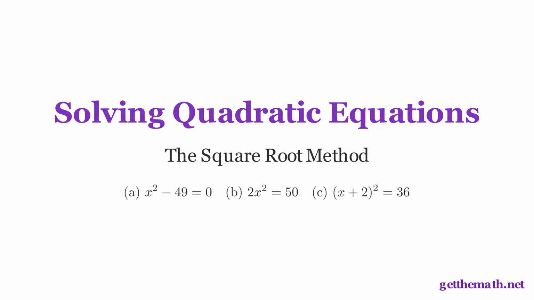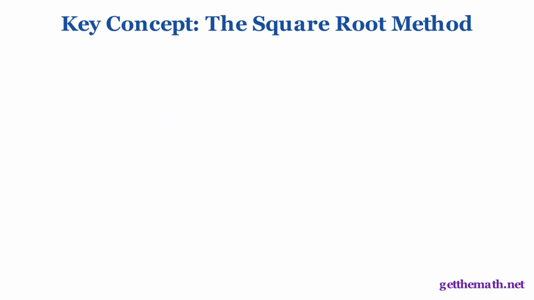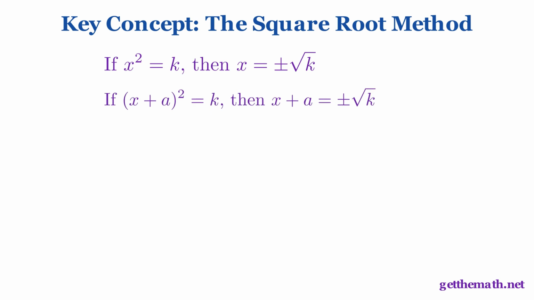Key concept, the square root method. If x squared equals k, then x equals plus or minus the square root of k. If a binomial squared equals k, then the binomial equals plus or minus the square root of k.